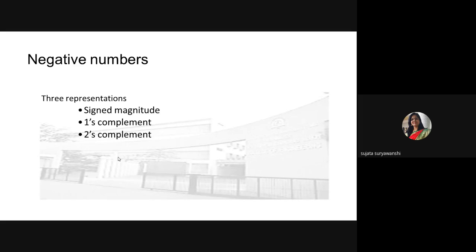Okay, so MSB means what? Most significant digit. So the most significant digit shows the sign of the number. If that MSB bit is 0, then your number is positive, and if your MSB bit is 1, then your number is negative. And the remaining bits are used to show the magnitude of that number.